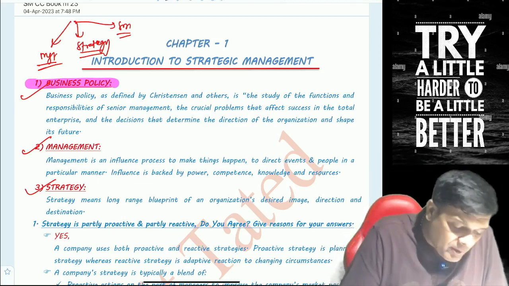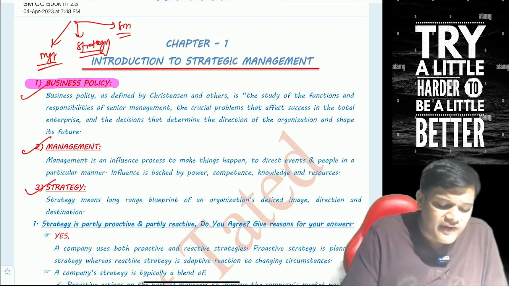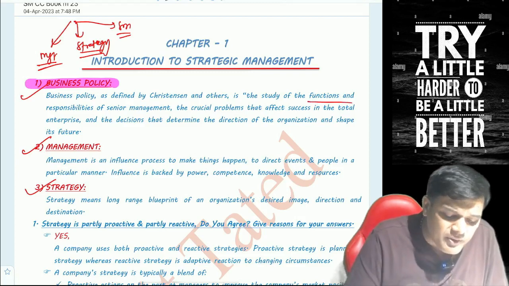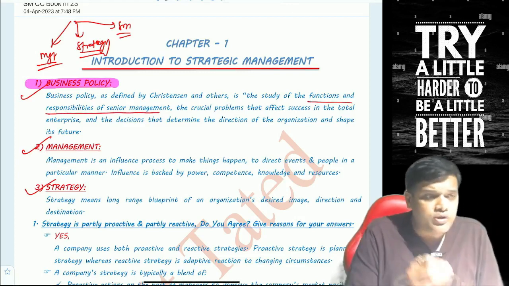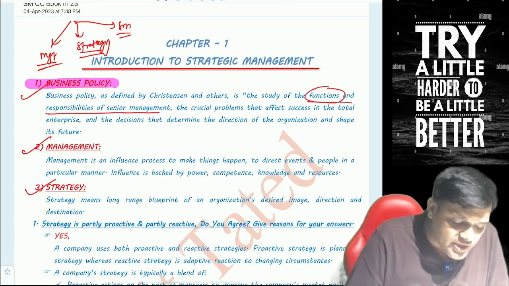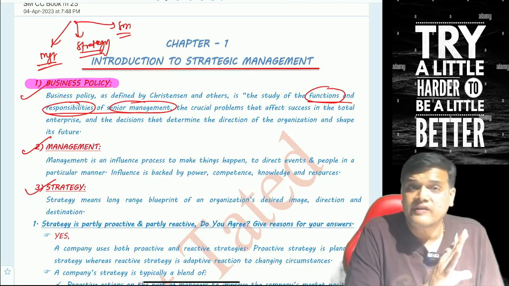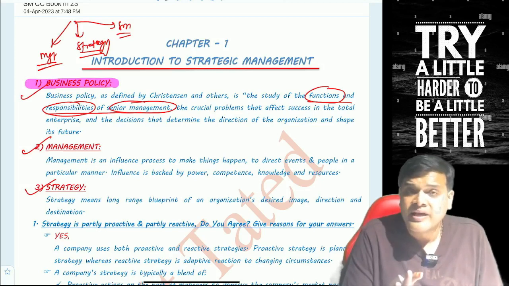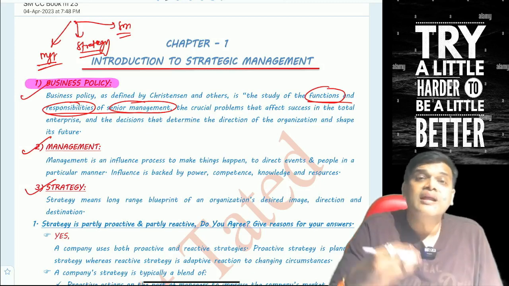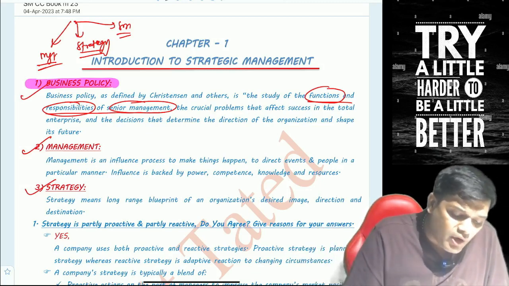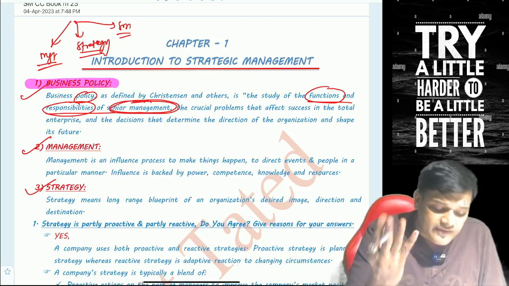So business policy, as defined by Christensen, is a study of the functions and responsibilities of senior management. The most important thing is to take the keywords: functions and responsibilities of whom? Senior management. I'm discussing policy, not management, not strategy. Strategic management comes into the picture at a later stage. First of all, I need to understand what a policy is. So policy is basically senior management's two things: functions and responsibility.